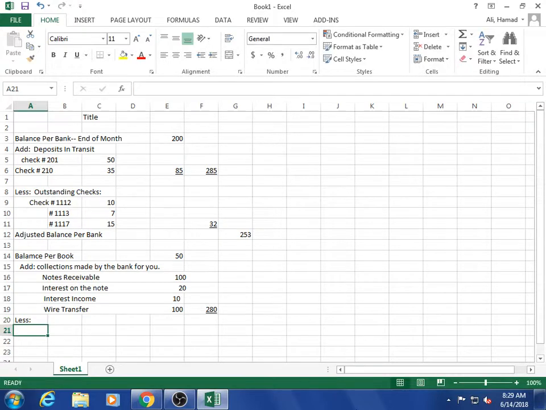All right, what kind of deductions do we have? One of them is service charge. The bank usually charges a service charge. Okay, let's say you have a service charge of $20.